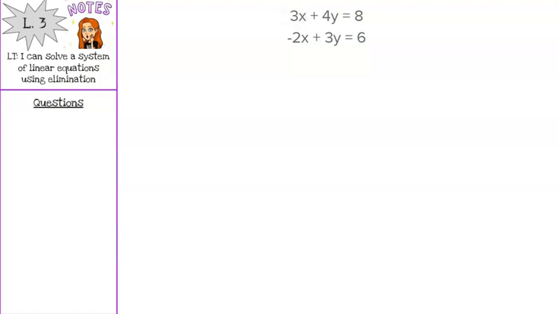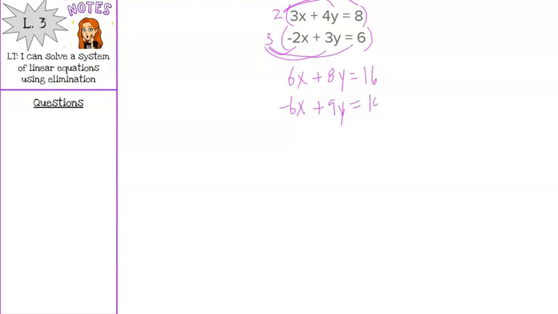So since we already have the positive and the negative, I'm going to say 3 times 2 is 6. So my goal is to get 6x and negative 6x. So I'm going to multiply the top equation by 2, and I'm going to multiply the bottom equation by 3. So we do that. 2 times 3 is 6, 2 times 4 is 8, and 2 times 8 is 16. Do that on the bottom. 3 times negative 2 is negative 6, 3 times 3 is 9, and 3 times 6 is 18.